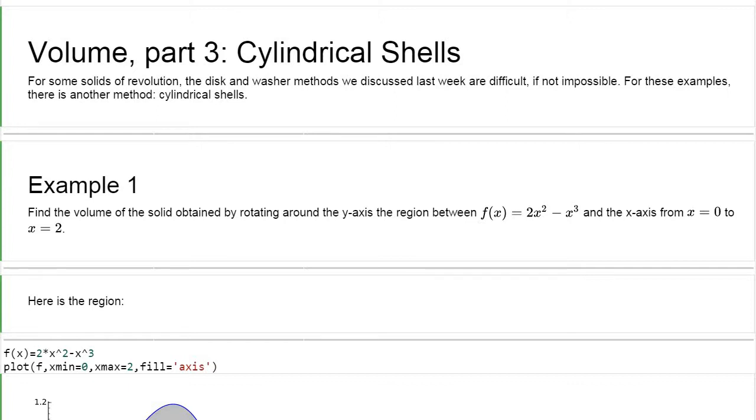In this video, we're going to talk about volume for the third and final time. So we're looking at solids of revolution again. Last time we talked about the disk or washer method to find the volume of solids of revolution. Sometimes that method is hard or even impossible to do depending on the functions involved. So in those examples there's a second method which might be better, and that's called cylindrical shells. And let me show you an example, see what that's all about.